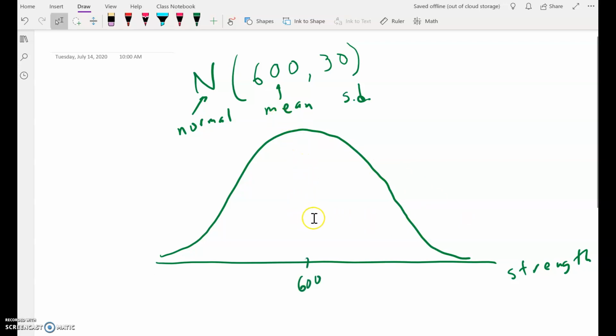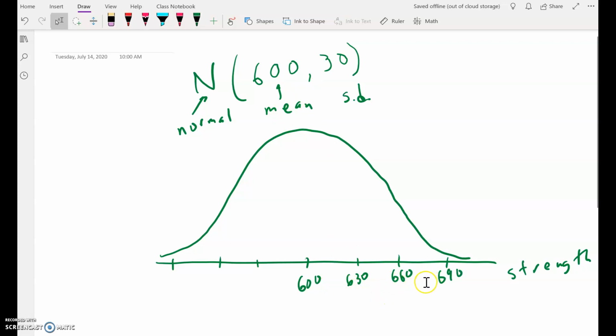Then typically go out 3 standard deviations up and down, because 99.7% of the area under the curve is within 3 standard deviations. So that's usually good enough. 600 is the mean, the standard deviation is 30, so you add 30. 600 plus 30 is 630, plus 30 again is 660, plus 30 again is 690. These numbers work out pretty nicely, so I just added 30 in my head 3 times.